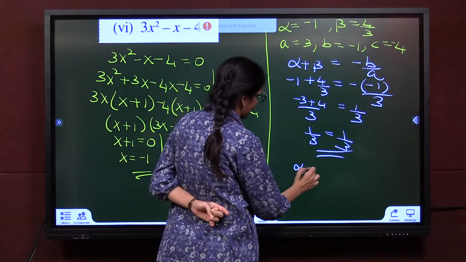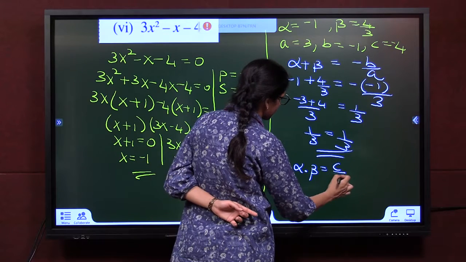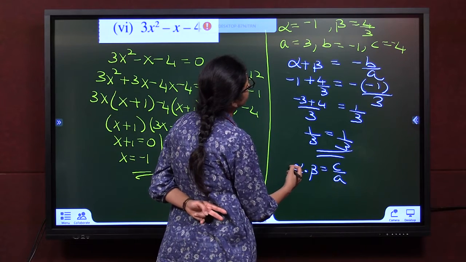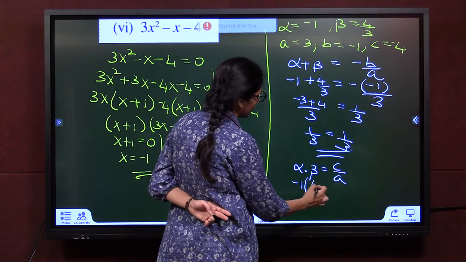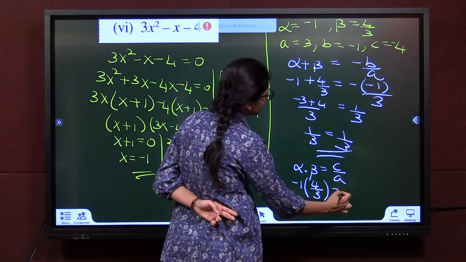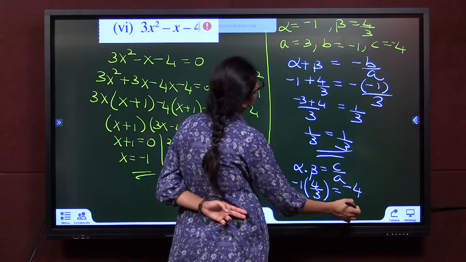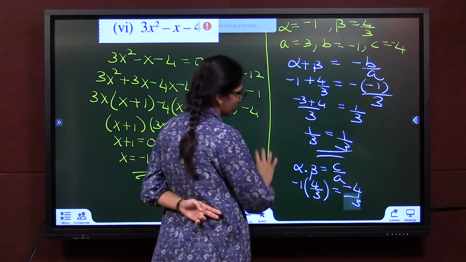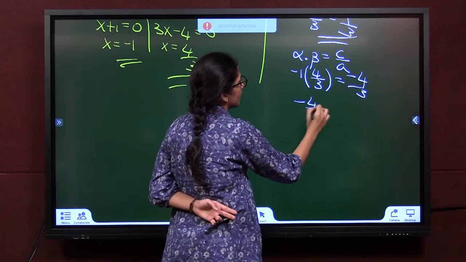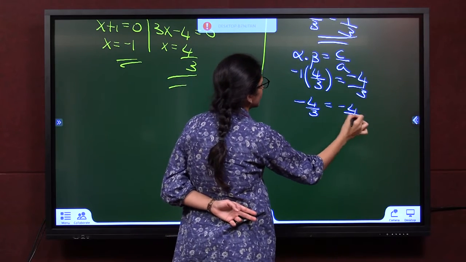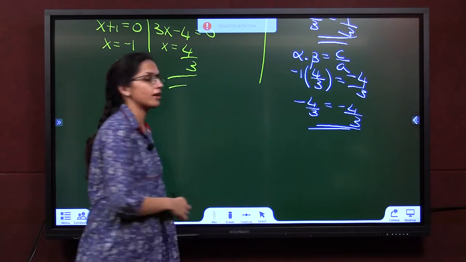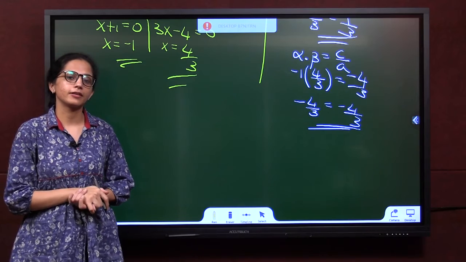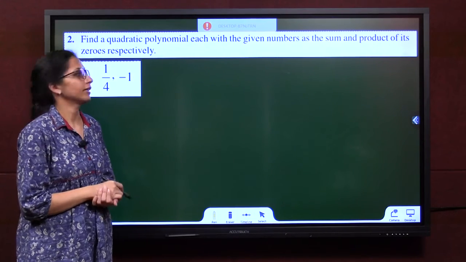So now next, alpha into beta is equal to C by A. What is alpha? Minus 1. What is beta? 4 by 3. What is C? Minus 4. What is A? 3. If you multiply, minus 4 by 3 is equal to minus 4 by 3. LHS equals RHS. Hence, relationship verified. Next question.